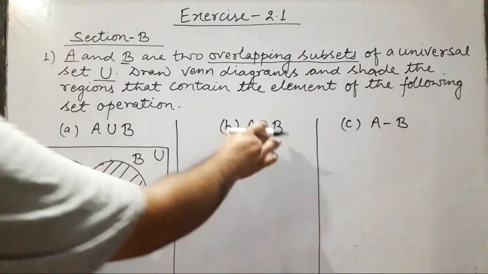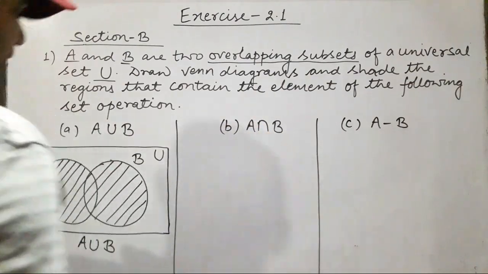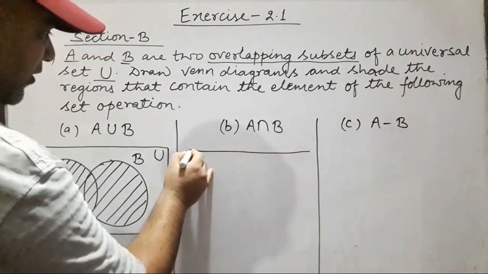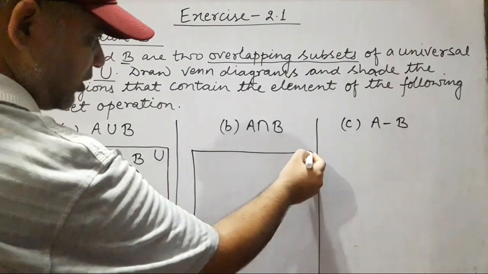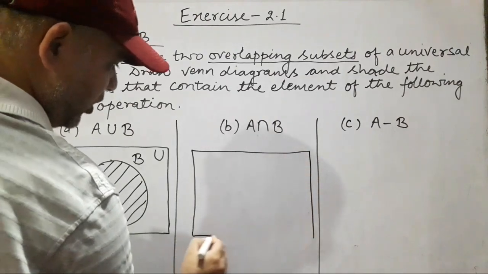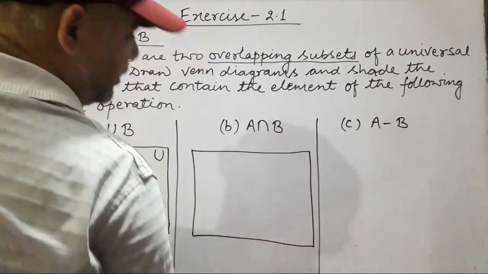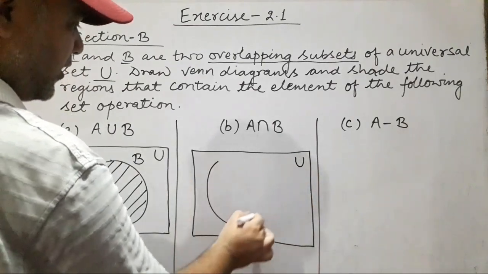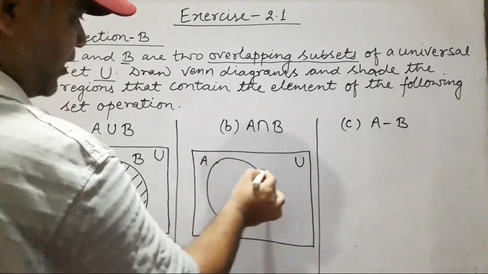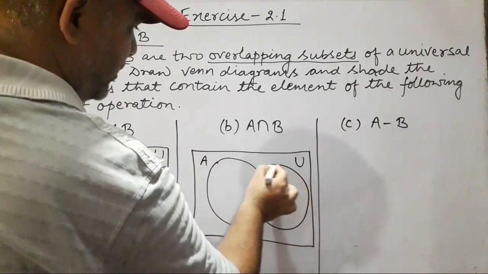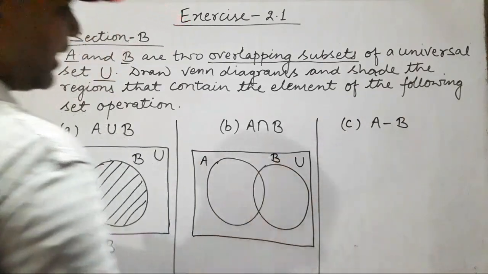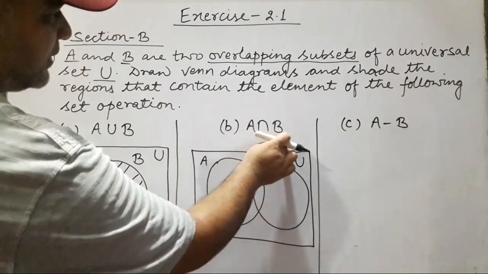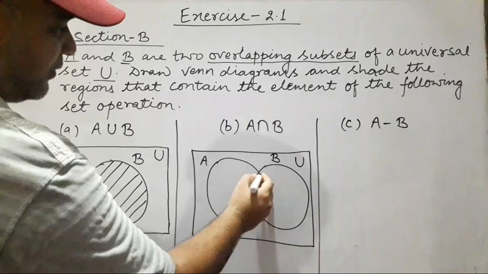Now let's come to this part, A intersection B. The figure would always be the same, so don't be confused. The figure is always the same, but the shading part is different. The universal set. A and B are overlapping sets, and I have to set down the part which is overlapped. That means A intersection B, the intersected part.